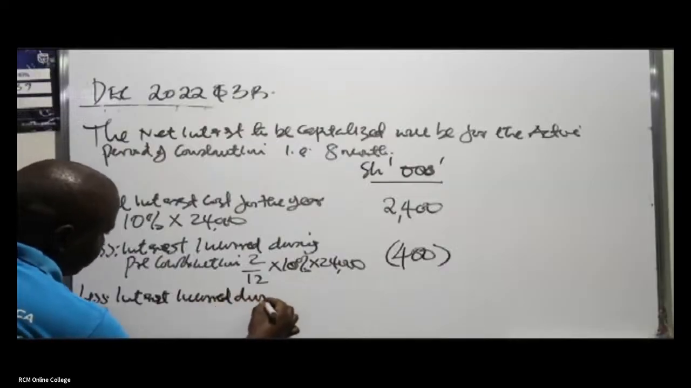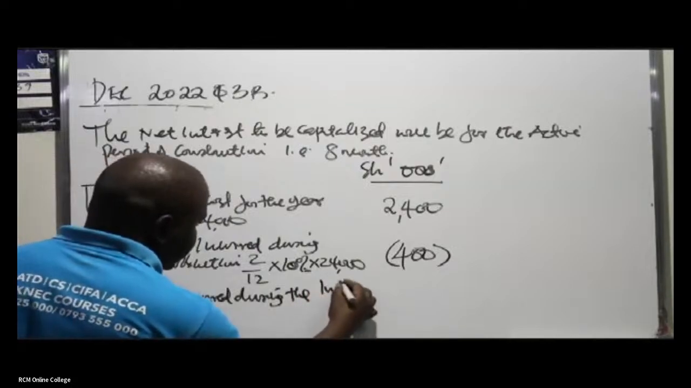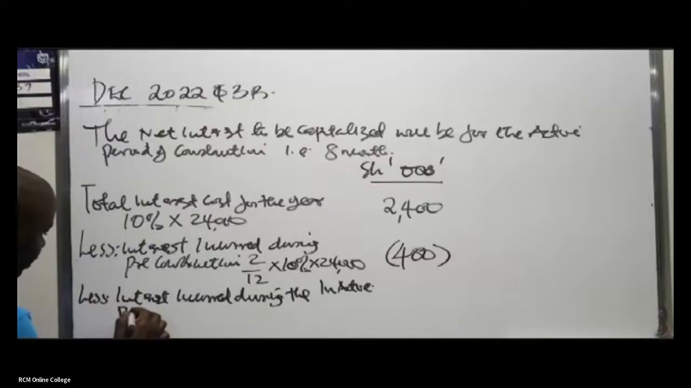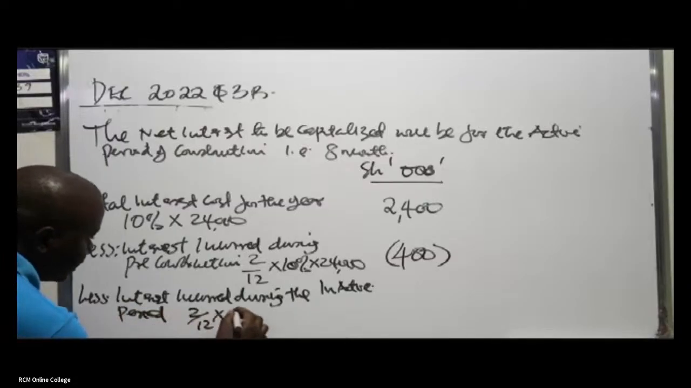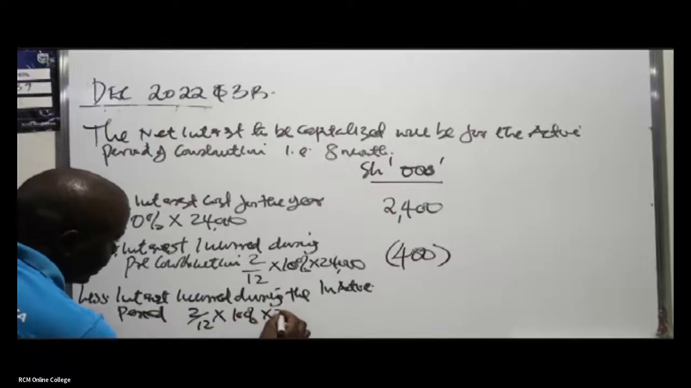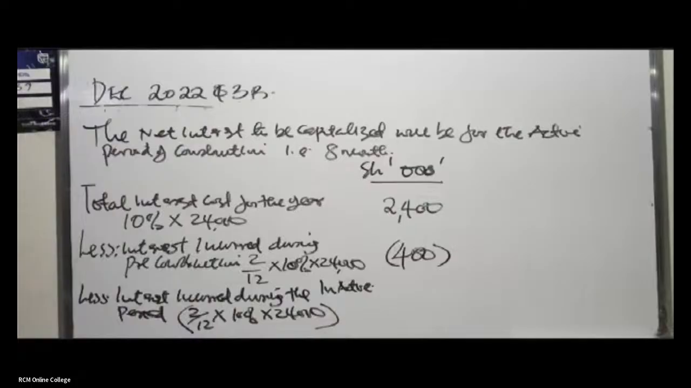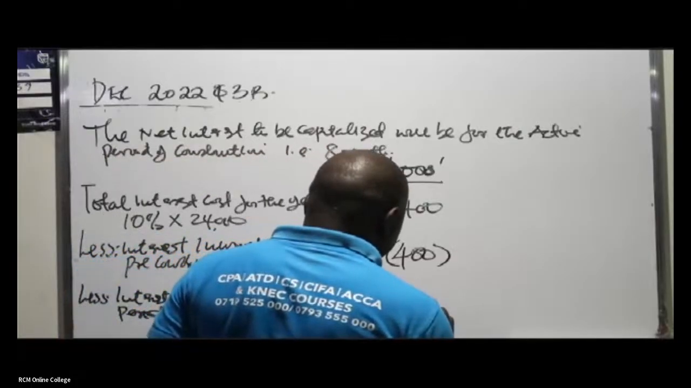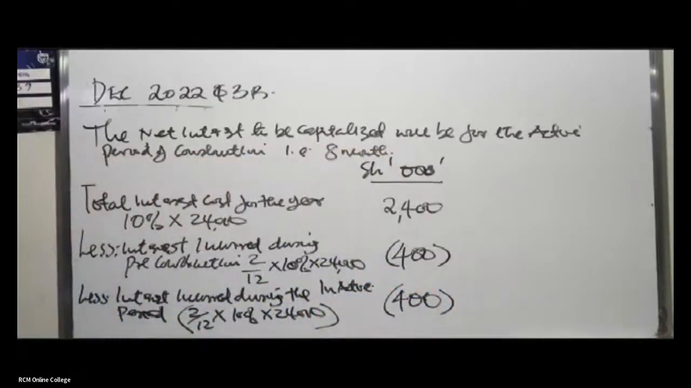during the inactive period. The inactive period was also 2 months. And then we say 2 out of 12 multiplied by 10% multiplied by 24 million. So this one is still 400. So in this case, it's actually 400.